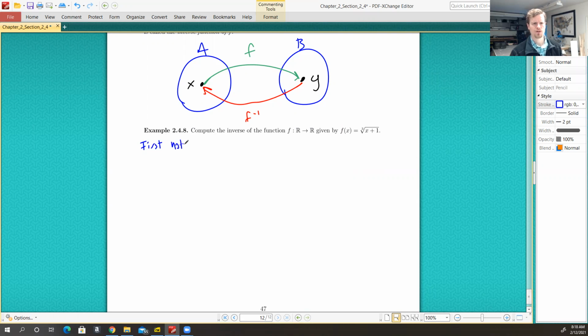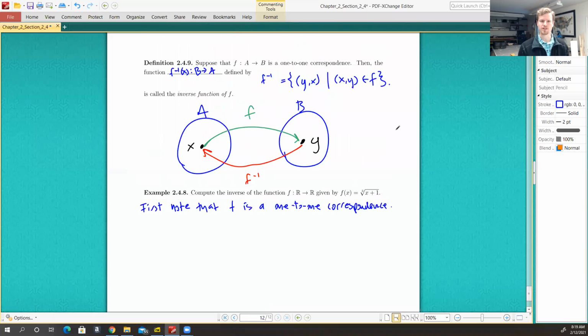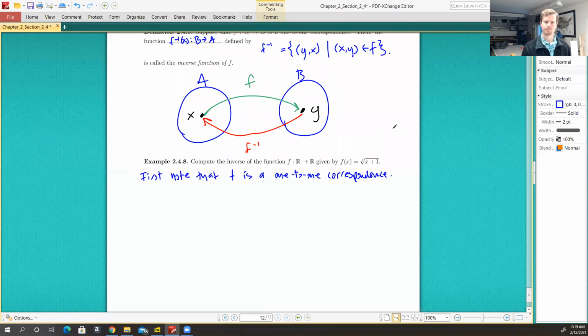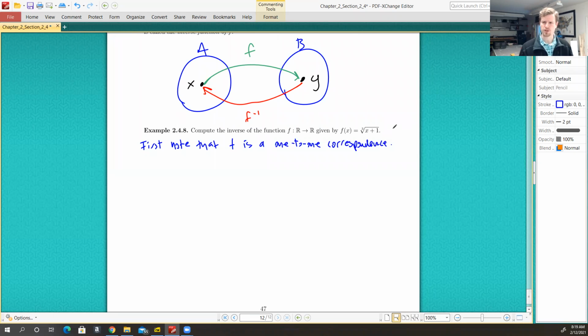So first, note that the function f is a one-to-one correspondence. We need that in order for it to have an inverse. That's what our definition said up here. Suppose f is a one-to-one correspondence. All right, so yes, it is a one-to-one correspondence, so we can find the inverse.